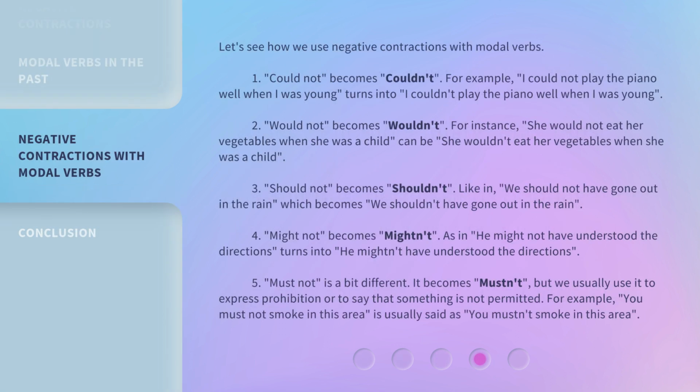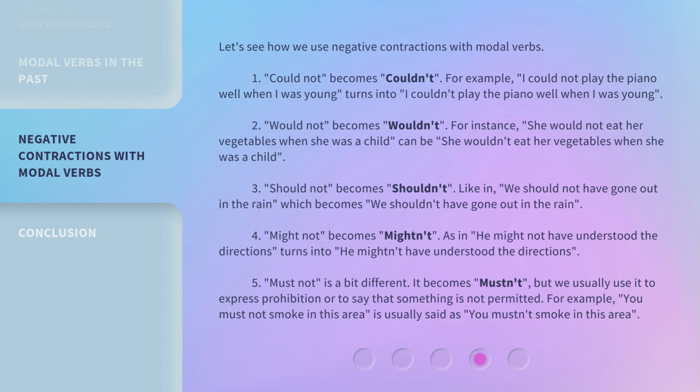Let's see how we use negative contractions with modal verbs. 1. Could not becomes couldn't. For example, I could not play the piano well when I was young, turns into I couldn't play the piano well when I was young. 2. Would not becomes wouldn't. For instance, she would not eat her vegetables when she was a child, can be she wouldn't eat her vegetables when she was a child.